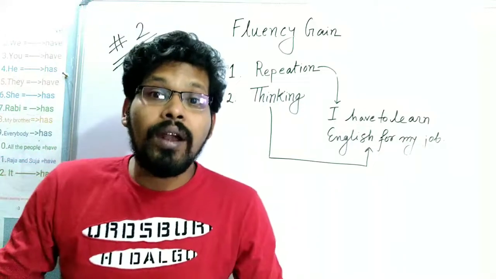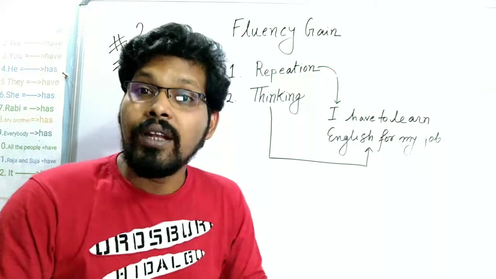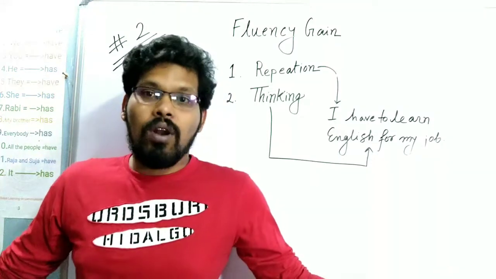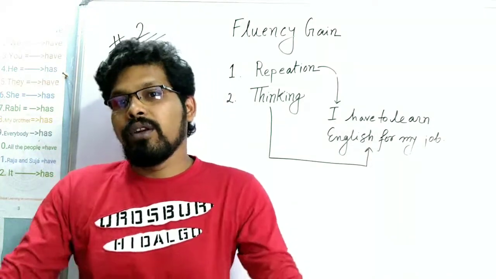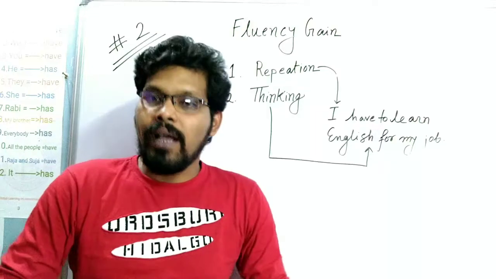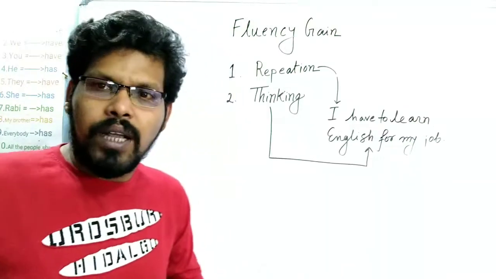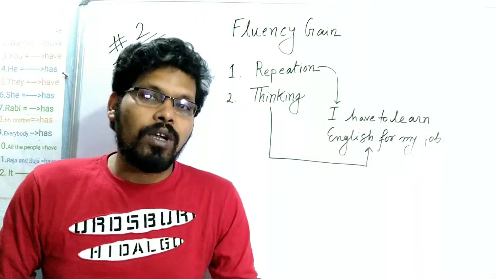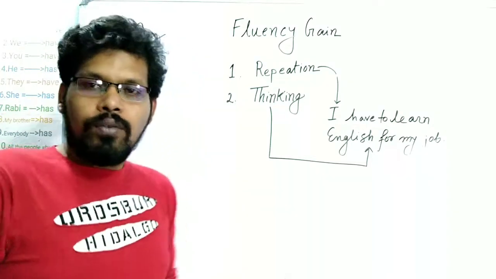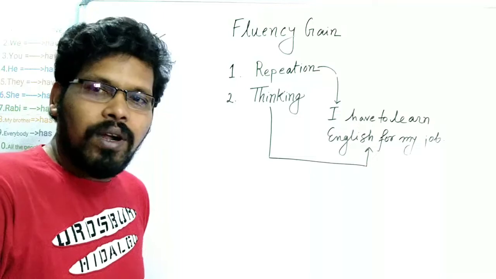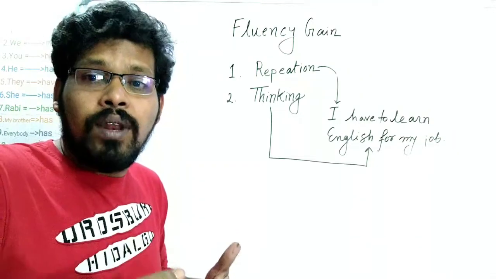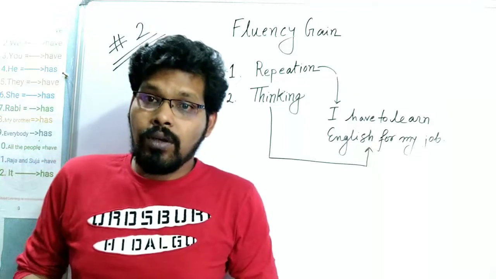I have to learn English for my job. Say it several times. Say: I have to learn English for my job. So now friends, after saying it several times, you will notice that your fluency level has increased automatically.